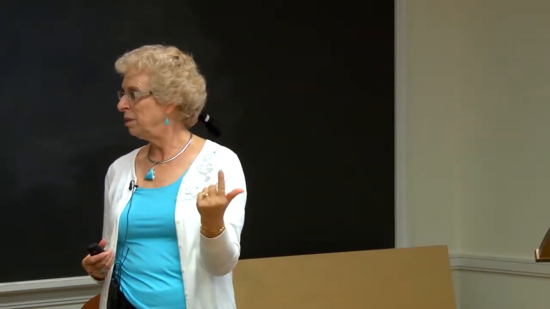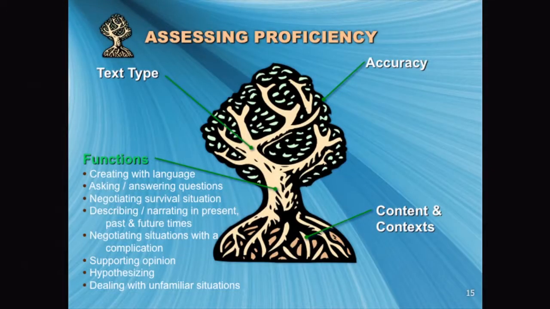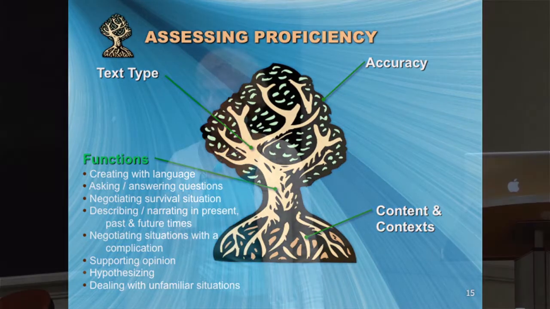So I won't go through the list of functions, but just like in a tree, the rings in the trunk tell you the value of the tree, the tasks that our students can perform. That tells us their level. Now, functions are rooted in content and contexts. What's the difference? You've got to have something to talk about, right? But so what's the difference?